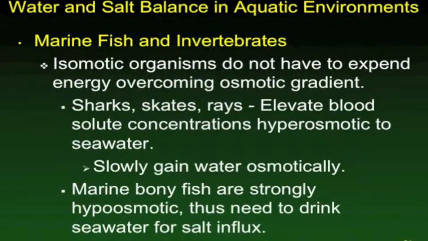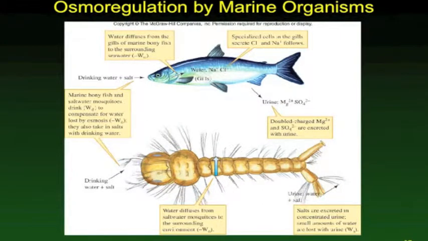The marine bony fishes, on the other hand, are losing water to the surrounding environment, and so they have to drink the seawater. They end up with excess salt in their system, and they have to have ways of getting rid of that. Some of them have special cells associated with their gills that will actively transport the salt out of their circulatory system. And then they also remove some of the salt through the kidneys, and they have very concentrated urine.